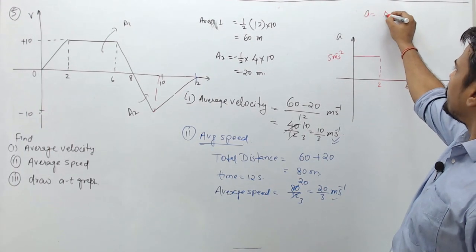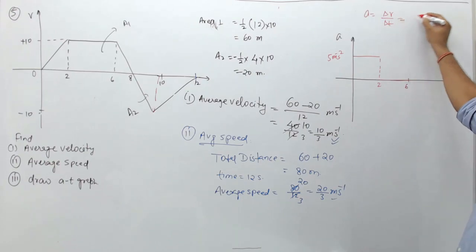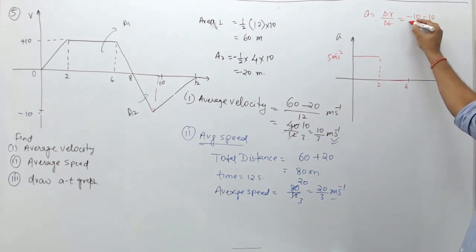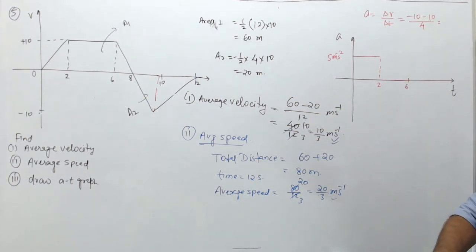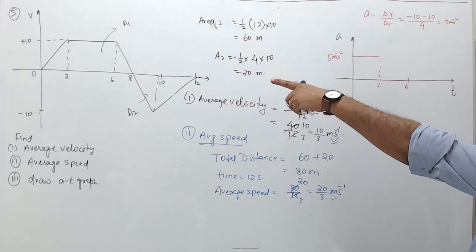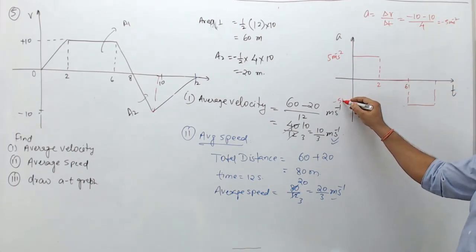Acceleration is all about change in velocity upon the change in time. Now, here the change in velocity is final minus the initial, upon time, which from 6 to 10 is 4. That's going to be minus 20 upon 4, so minus 5 meter per second square. So from 6 to 10, it's minus 5 meter per second square.